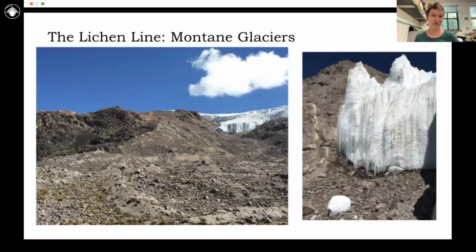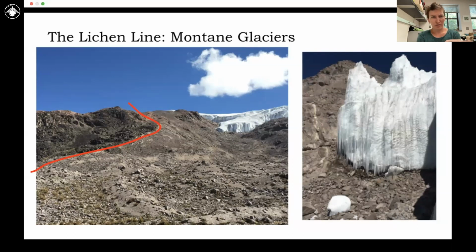Now I have to turn to a slightly sadder story, which is another lichen line, looking at montane glaciers. So this is in Peru, in the mountains. And this is a montane glacier that's receding, like all montane glaciers are because of global climate change. But let's say we didn't know that, we would still know it based on the lichen line. Now it's a bit difficult to see, so I've added a red squiggle to show you just how different those rocks and soil are versus the rocks and soil leading up to the glacier.